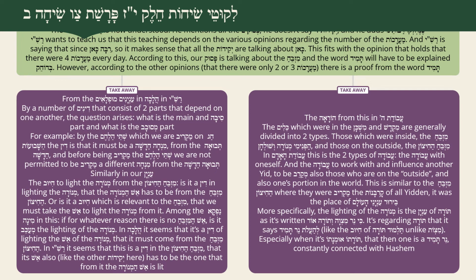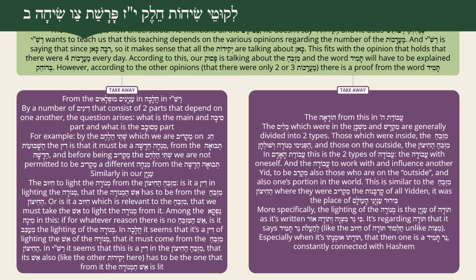Now more specifically, when we talk about the Avodah on the inside, the lighting of the menorah is the inyan of Torah, as it's written, Kiner mitzvah v'Torah, and it's regarding Torah that it says, La'alis ner tamid, just like the chiyuv of Talmud Torah, unlike the chiyuv of mitzvahs, that the chiyuv of Talmud Torah is tamid. And this is especially when it's Torah Soyim Nasei, where then one is a ner tamid, meaning that they're constantly connected with Hashem.